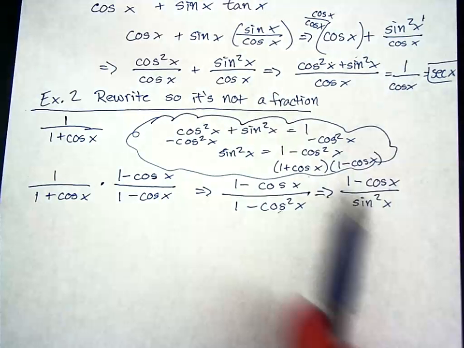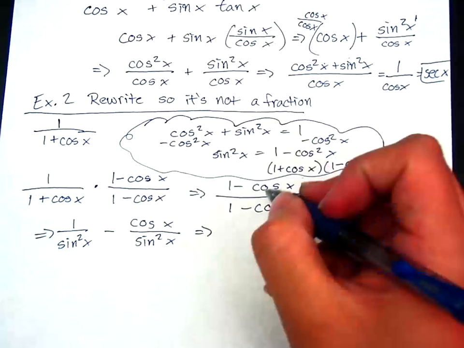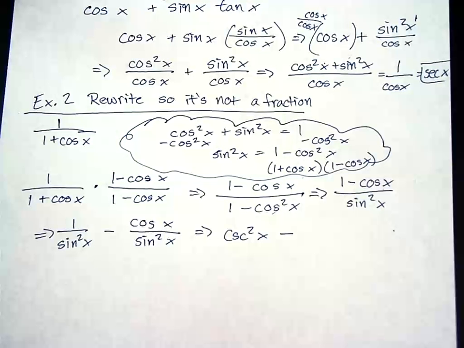The other is going to be minus cosine x over sine squared x. Here, I know that this can be changed because it is a reciprocal identity, cosecant squared of x. The other one's going to be a little more tricky, and you do kind of have to think about it. Here I'd see sine squared x, which technically means there's two sine x's.